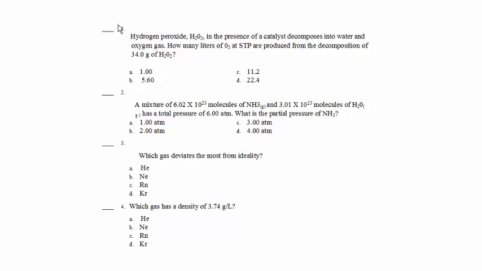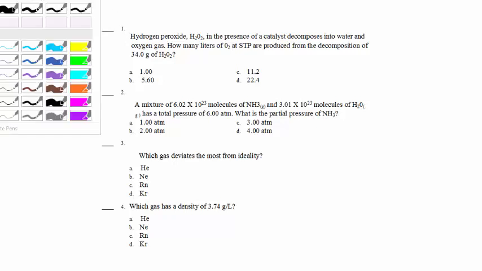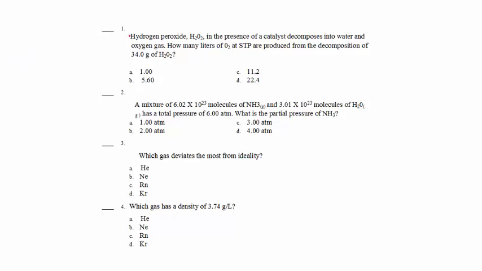So let's start right here. The first question: hydrogen peroxide. Hydrogen peroxide in the presence of a catalyst decomposes into water and oxygen gas. So the formula for this, hydrogen peroxide, is a molecule which will decompose into water and oxygen gas. So this is a gas law problem dealing with this oxygen.